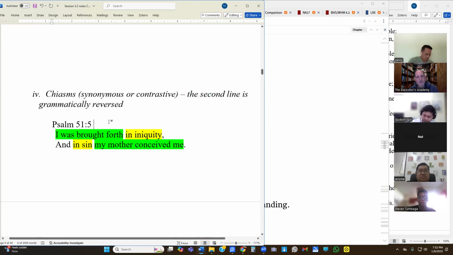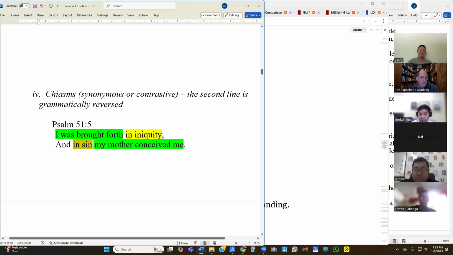So, for example, Psalm 51:5, I was brought forth in iniquity, and in sin my mother conceived me. Now, notice this is synonymous parallelism. I was brought forth, my mother conceived me, right? That's the same idea, a synonymous idea described in two different ways. In iniquity, in sin. Those are synonyms. But notice the sentence is flipped.